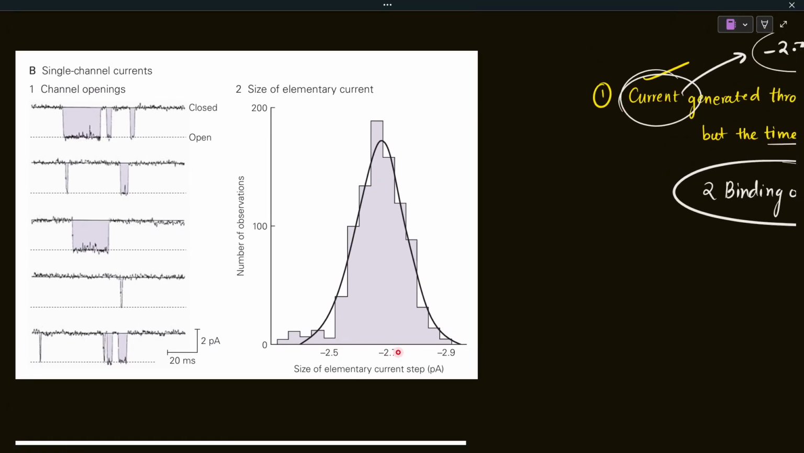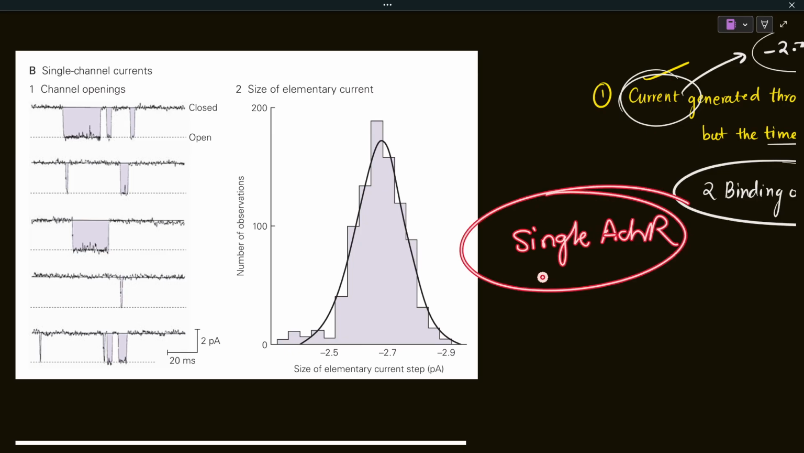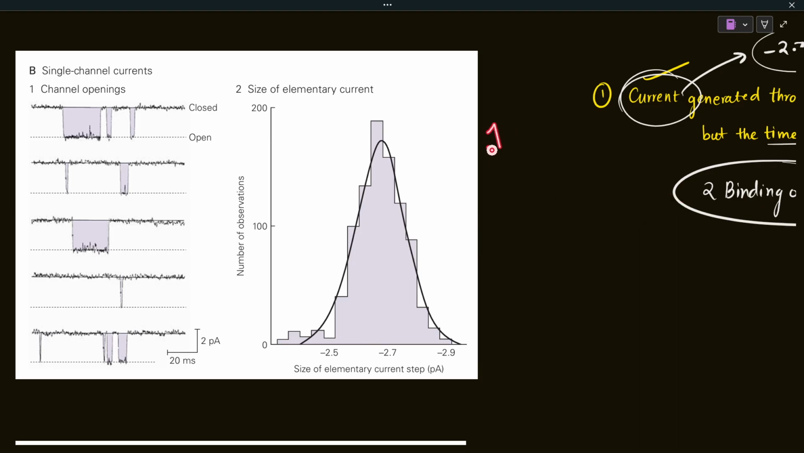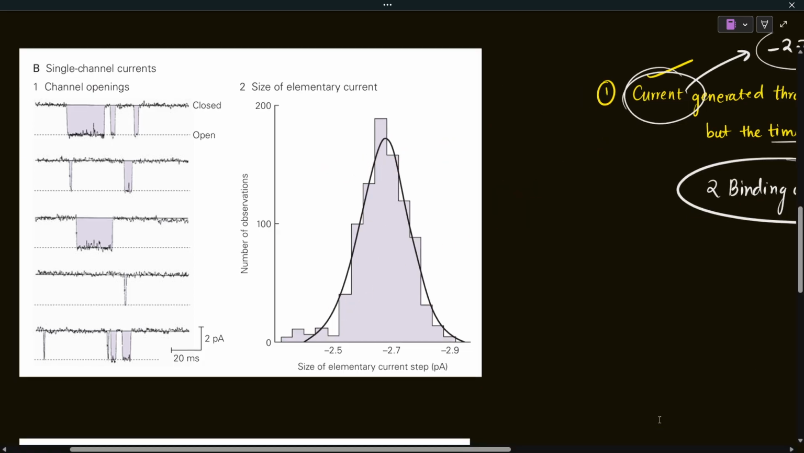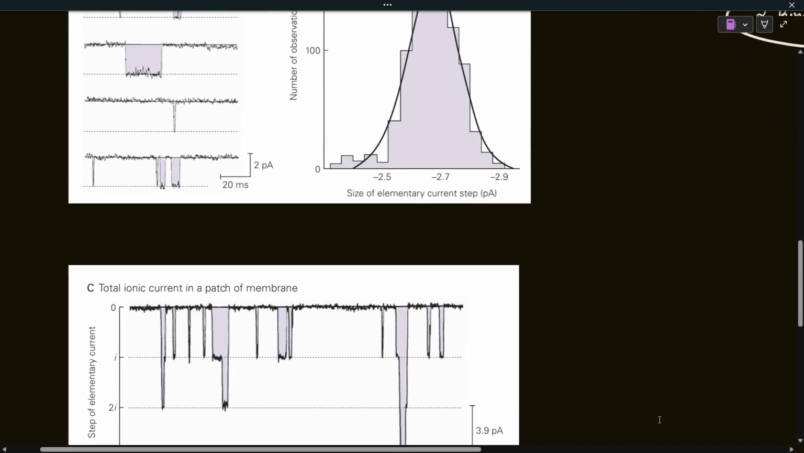So this tells us the value of the current is minus 2.7 picoampere. And the normal distribution of this curve also tells us that only a single type of acetylcholine receptor is present. This means that whatever one acetylcholine receptor is doing, all of the acetylcholine receptors have the same activity. This is represented by the normal distribution of this curve.